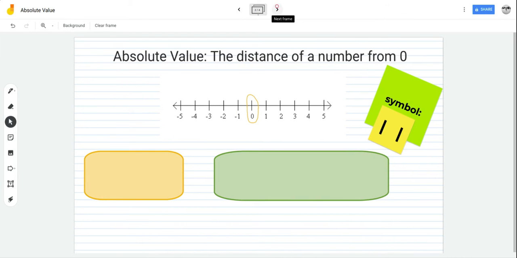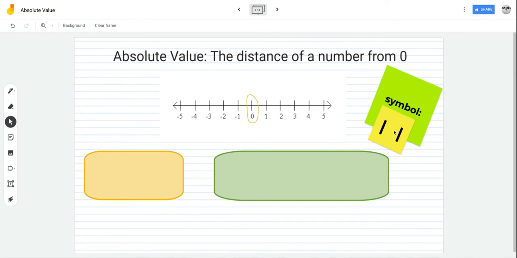So first, we need to define absolute value. We need to know what it means. An absolute value is simply the distance of a number from zero. In math, we symbolize absolute value by these two straight lines over here in the yellow sticky note.